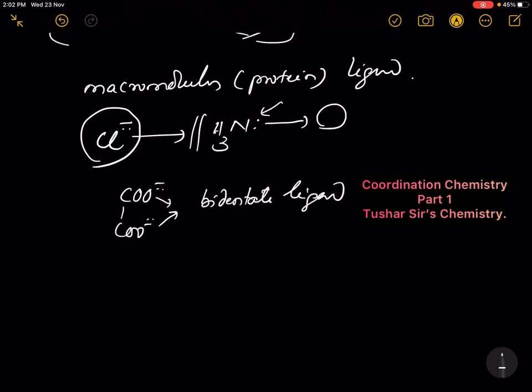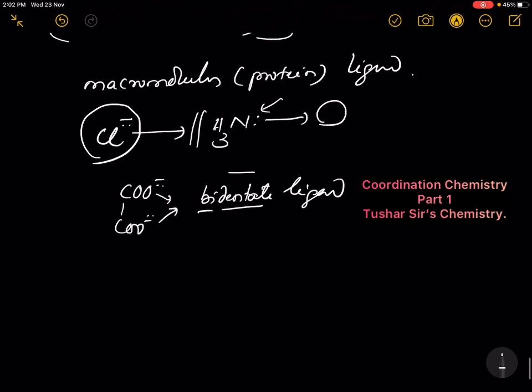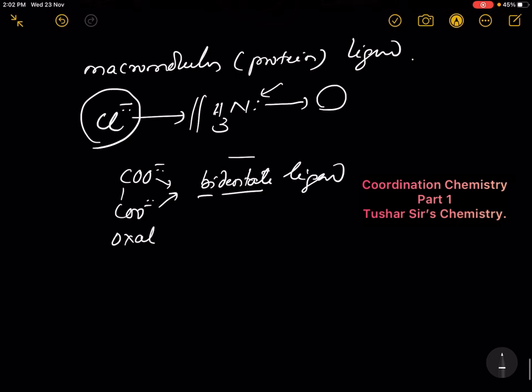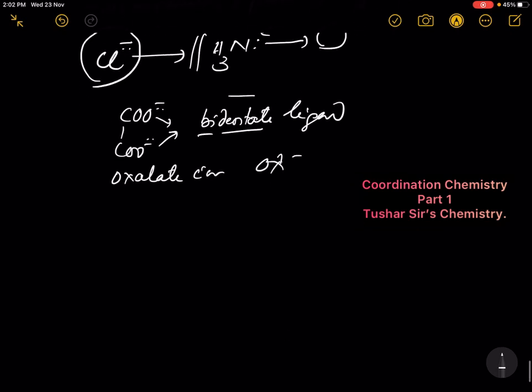And this is your oxalate ion, ox. Or you can say didentate. In your book it is written didentate, so no need of writing bidentate. Didentate, oxalate.